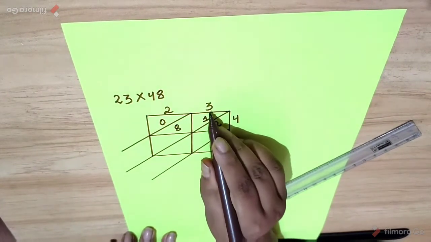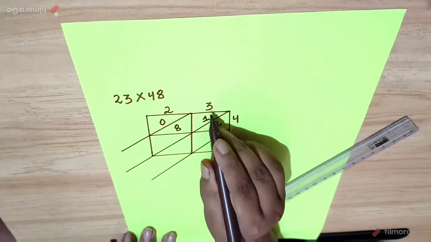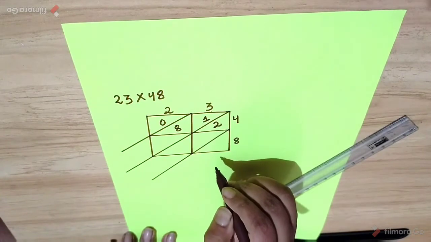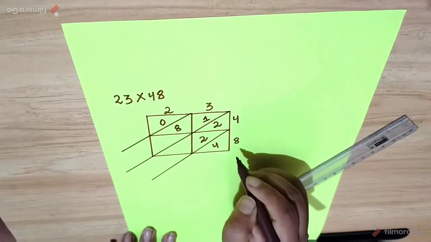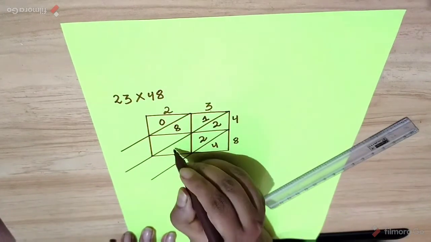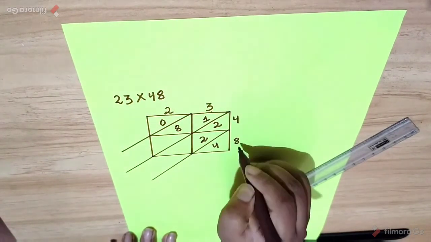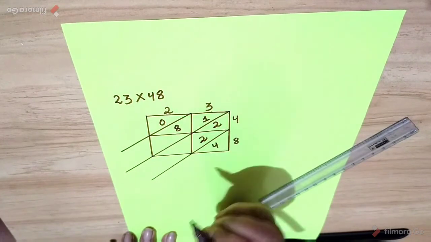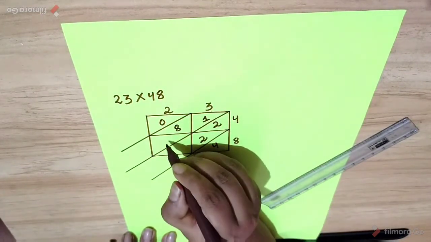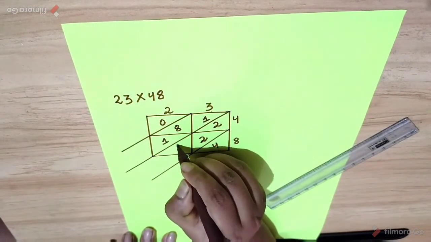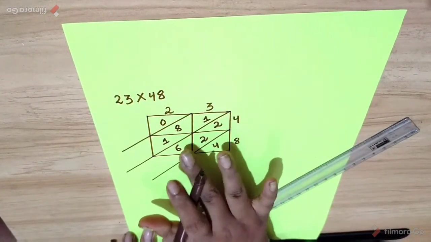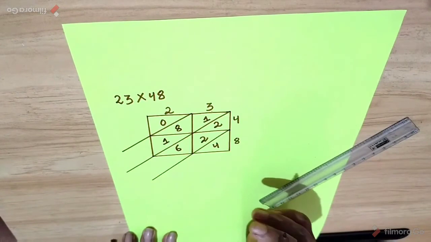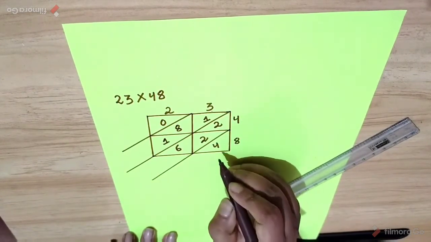Now here is 8, here is 3. 8 into 3 is how much? 24. So I'll write here 24. Now 8 and 2. 8 into 2 is how much? 16. So I'm going to write here 16. Now we have written the numbers in all these boxes.